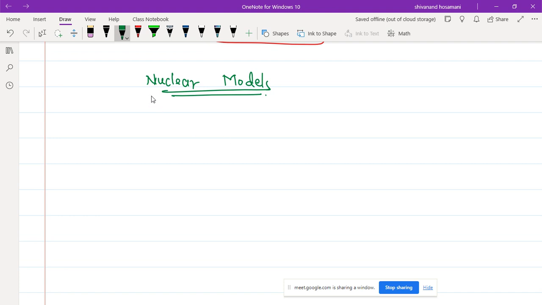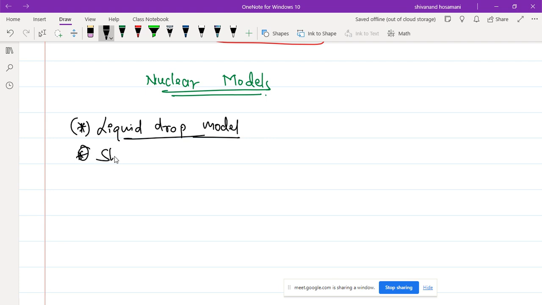nuclear model. In this nuclear model we are going to study two models, mainly two models. One is the liquid drop model, and the second one is the shell model.